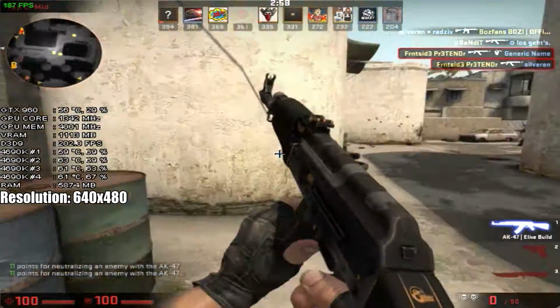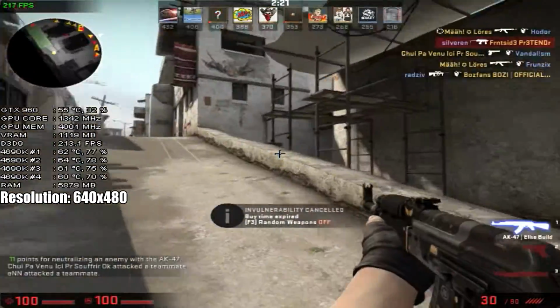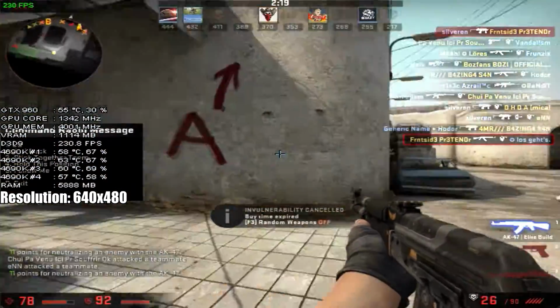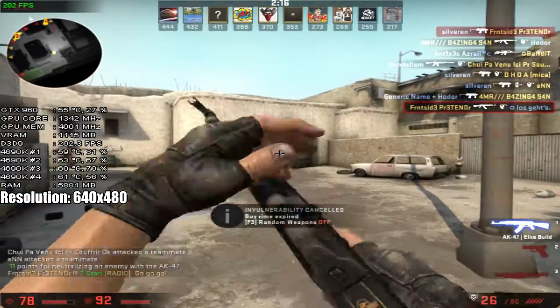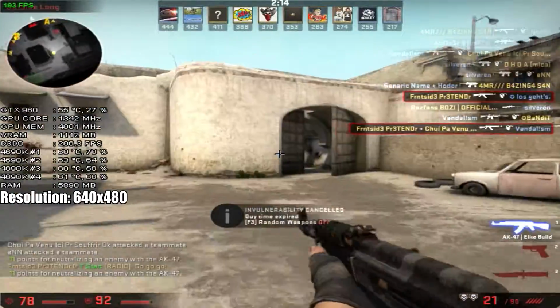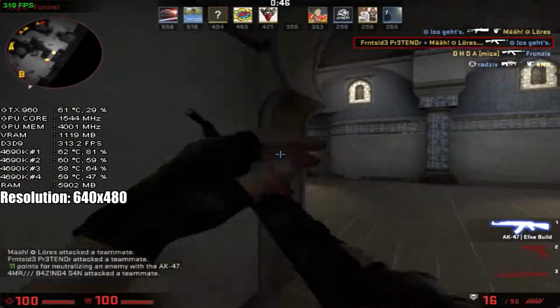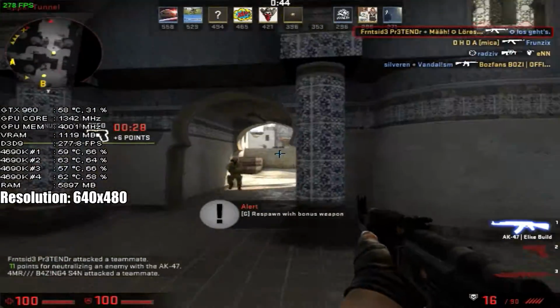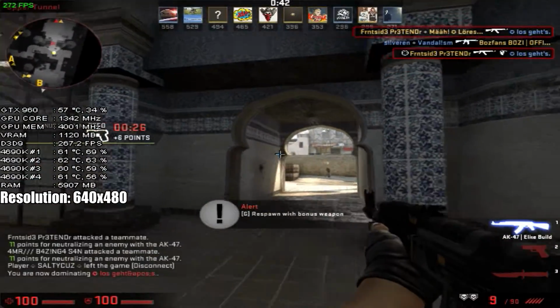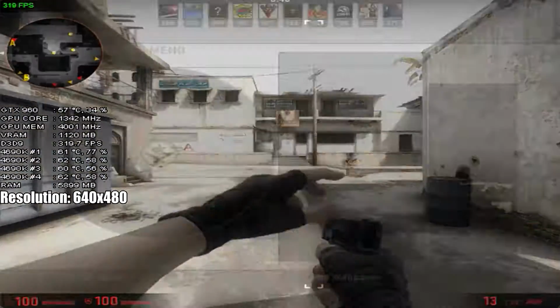My CPU right now is being used just under 80%. My GPU is just sitting around 30%. Temps are very low because this is really not demanding for my system at all, which is why the FPS isn't as crazy high as it could be.